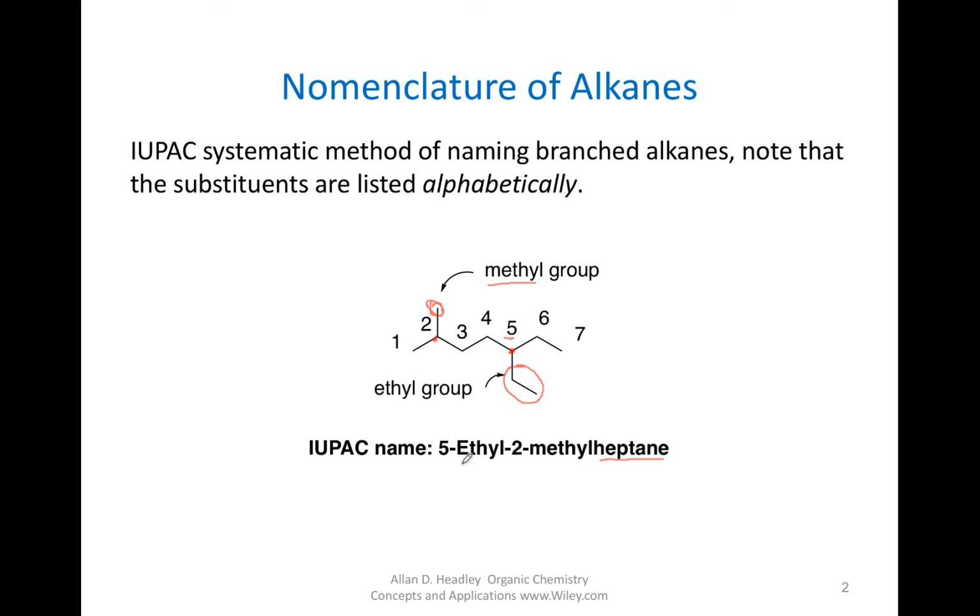So since E comes before M, we say it is a 5-ethyl because we have to indicate the position of the ethyl group. Next, it's a 2-methyl because we have to indicate the position of the methyl group. Notice we separate numbers from letters with a hyphen. So this is the name of this saturated alkane.